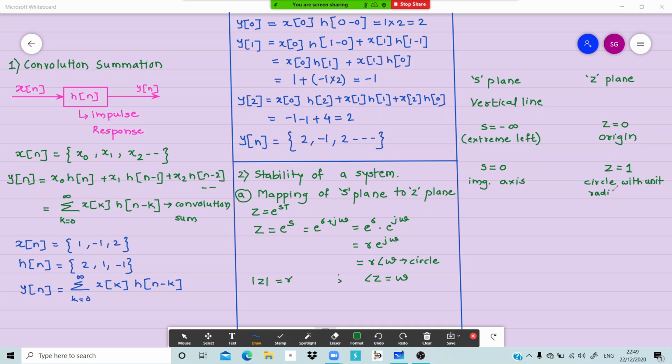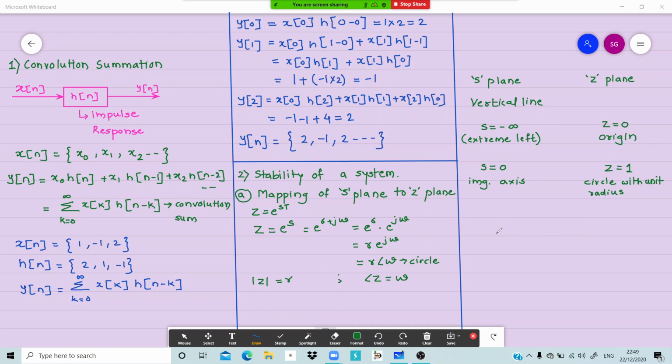Why am I saying angle 0 to 360? Because when you are saying s is equal to 0, that means on the plane this line, the frequency is changing from 0 till infinity and till minus infinity. On the same line the magnitude is fixed, that is 0 for this s. So the magnitude of z is also fixed, so it has to be a circle. But the angle is changing, omega is increasing on this side and on this side also, and that's why it is going to be a circle with unit radius.